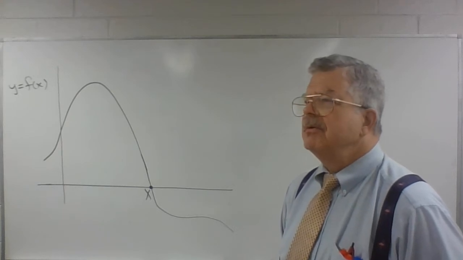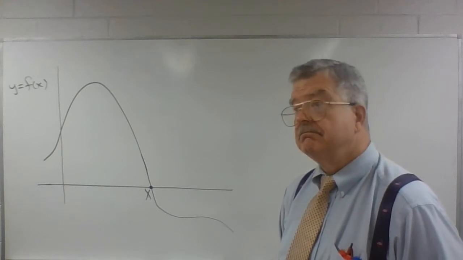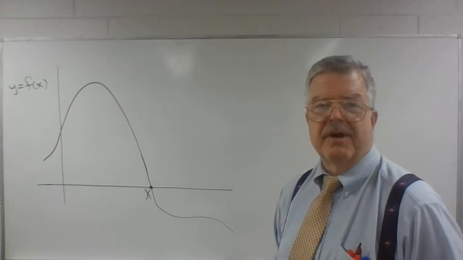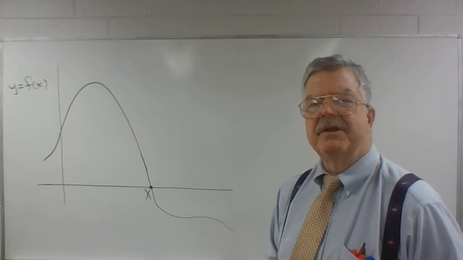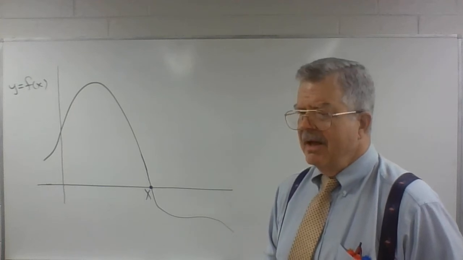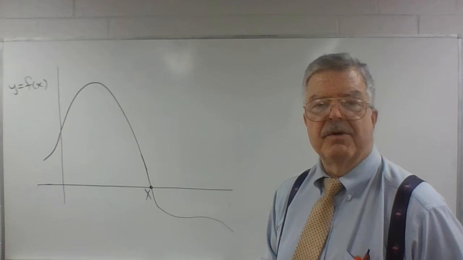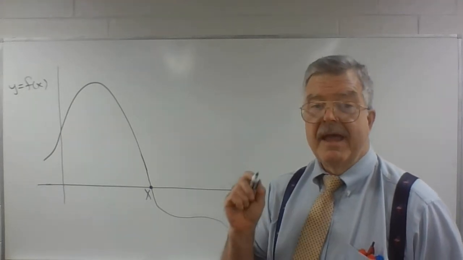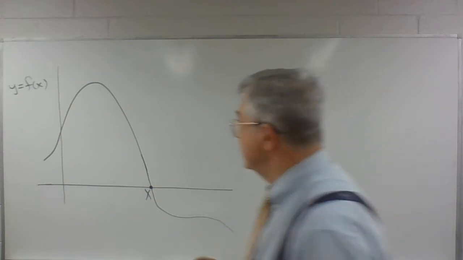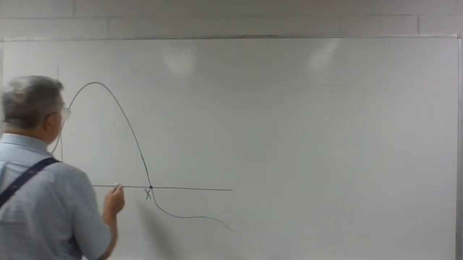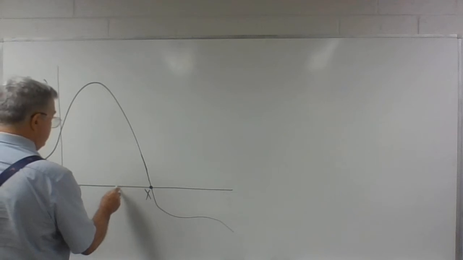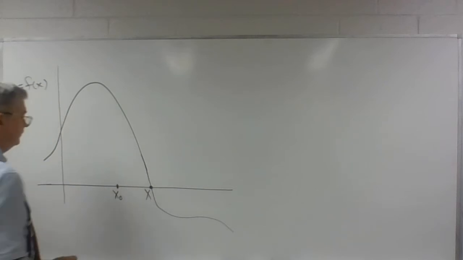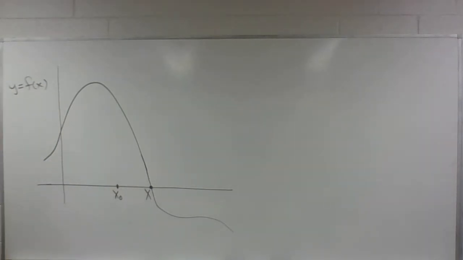Now, let's suppose that we have a fairly good approximation, a fairly good initial guess as to the value of x, and we call that initial approximation, or our first guess, x sub 0, or x sub naught. And let's say that maybe this is where our first approximation is. This is our x sub 0.